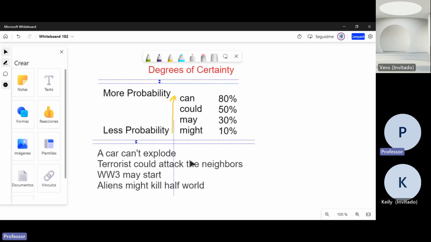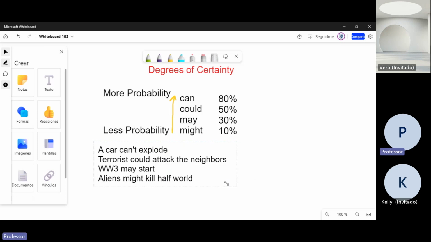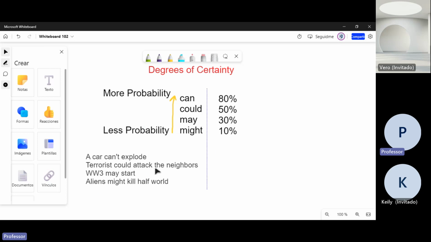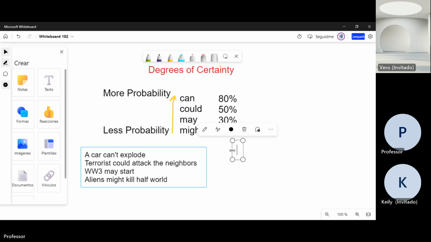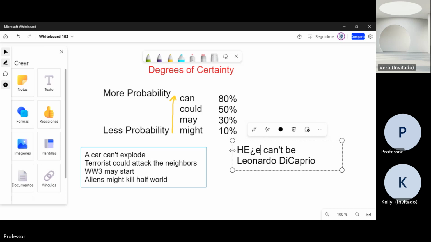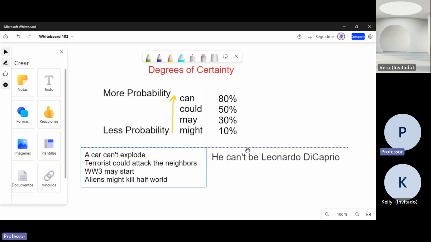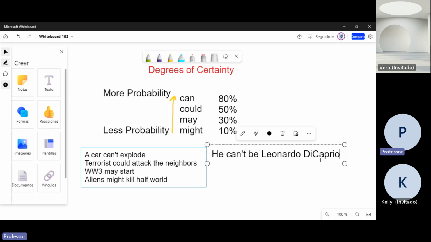Let's check another example. Let's say that you're watching a movie and you see an actor, but you are not pretty sure about who the actor is. So I can say something like, okay, he can't be, I don't know, Leonardo DiCaprio. You know Leonardo DiCaprio. You know, he can't be Leonardo DiCaprio. I know him. So you're 80% sure that he cannot be Leonardo DiCaprio.